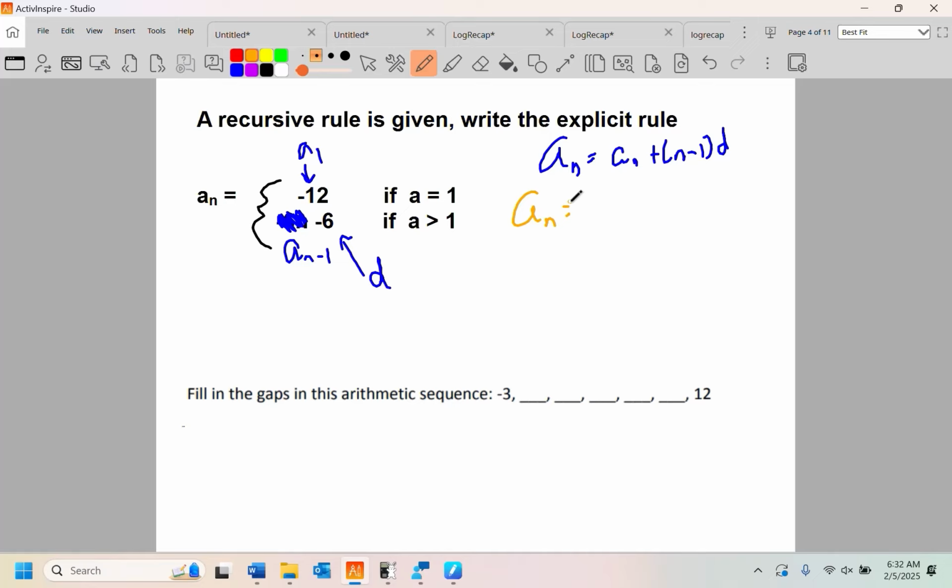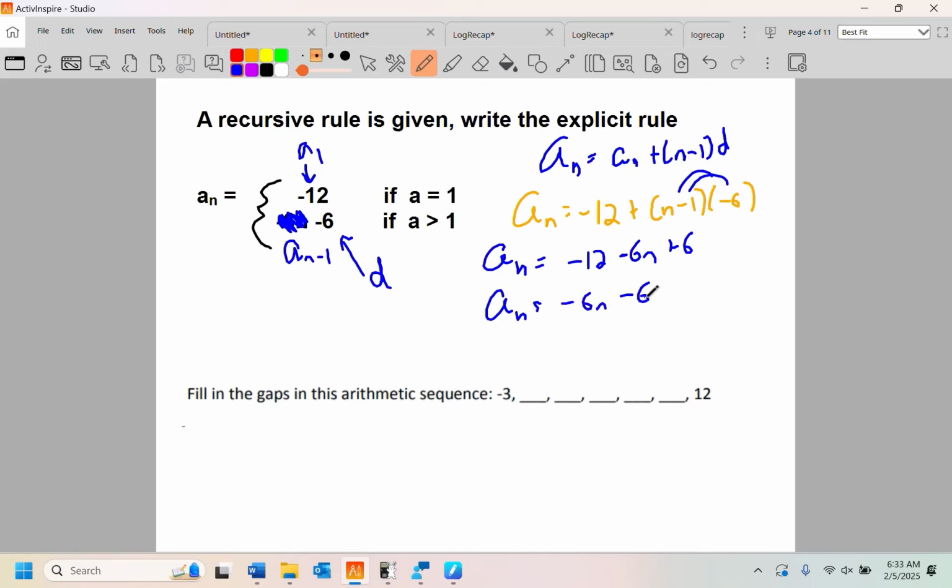So the nth term is going to be negative 12 plus parentheses n minus 1 times a difference of negative 6. And we've been doing lots of algebra for a long time. I mean, we know the distributive property, kids. Negative 6 times n is negative 6n. Negative 6 times negative 1 is plus 6. We've been combining like terms for years as well. Negative 6n leads, and then we have negative 12 plus 6, which is negative 6.